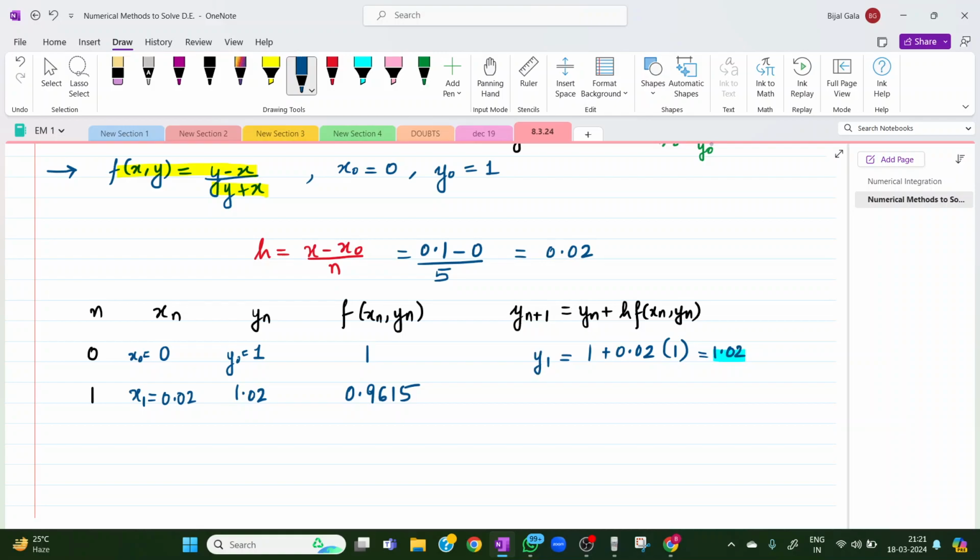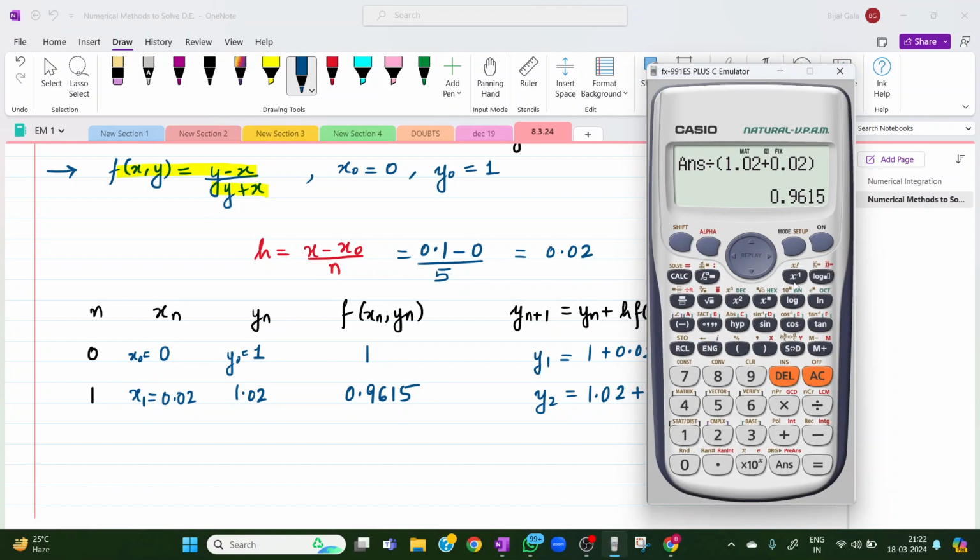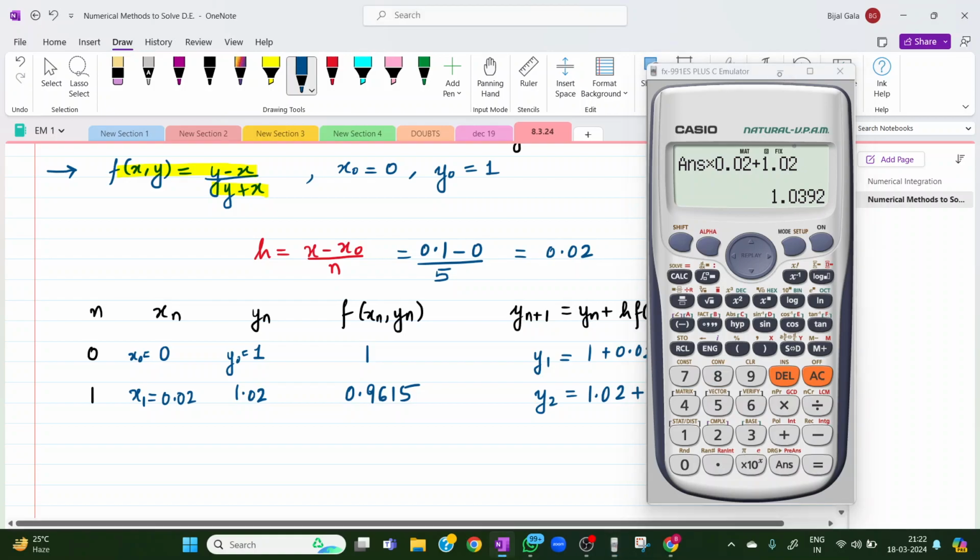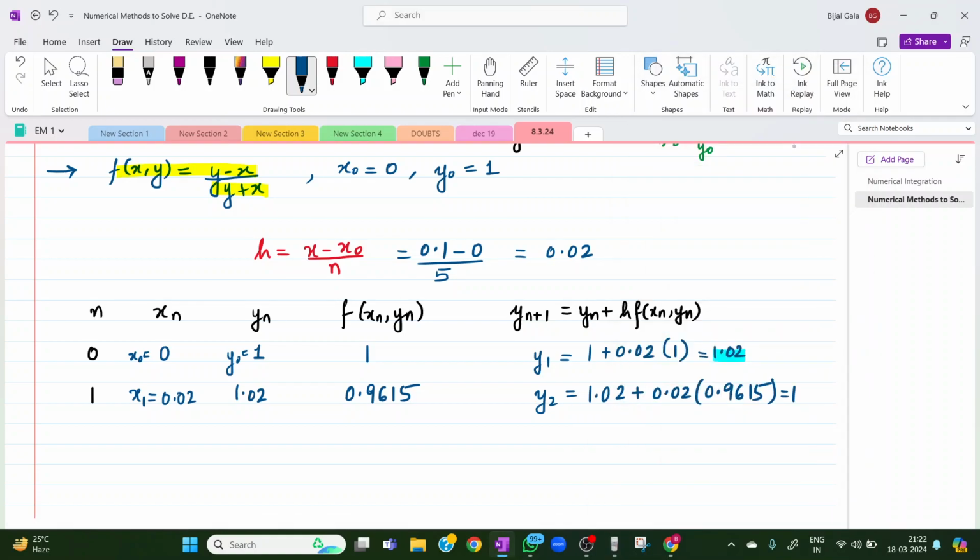यहाँ पे y1 आ गया. अब y2 कैलकुलेट करेंगे. y2 कैलकुलेट करने के लिए as per the formula 1.02 plus 0.02 into 0.9615. Okay. So let's do the calculation. This already is there with me. So I'll multiply this with 0.02, which is your h, plus I will add y1, which is 1.02. Now your answer is 1.0392.